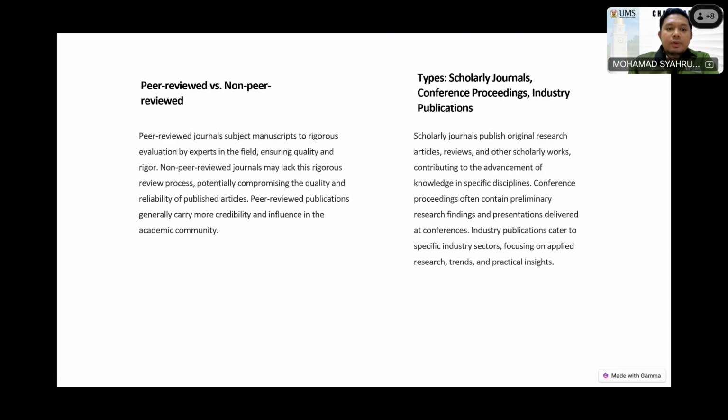Okay, peer review versus non-peer review. When we talk about peer review, there are reviewers. Of course, impact journals implement the peer review. I think we don't look at this non-peer review.